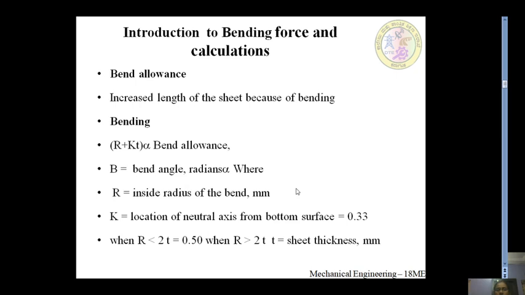Bend allowance is the increased length of the sheet because of bending. So A = α(R + KT) is the bend allowance, where α is the bend angle in radians, R is the inside radius of the bend in mm, and K is the location of the neutral axis from the bottom surface. When R is less than 2T, K is equal to 0.5. When R is greater than 2T, K is 0.5 as well, where T is the thickness in mm.